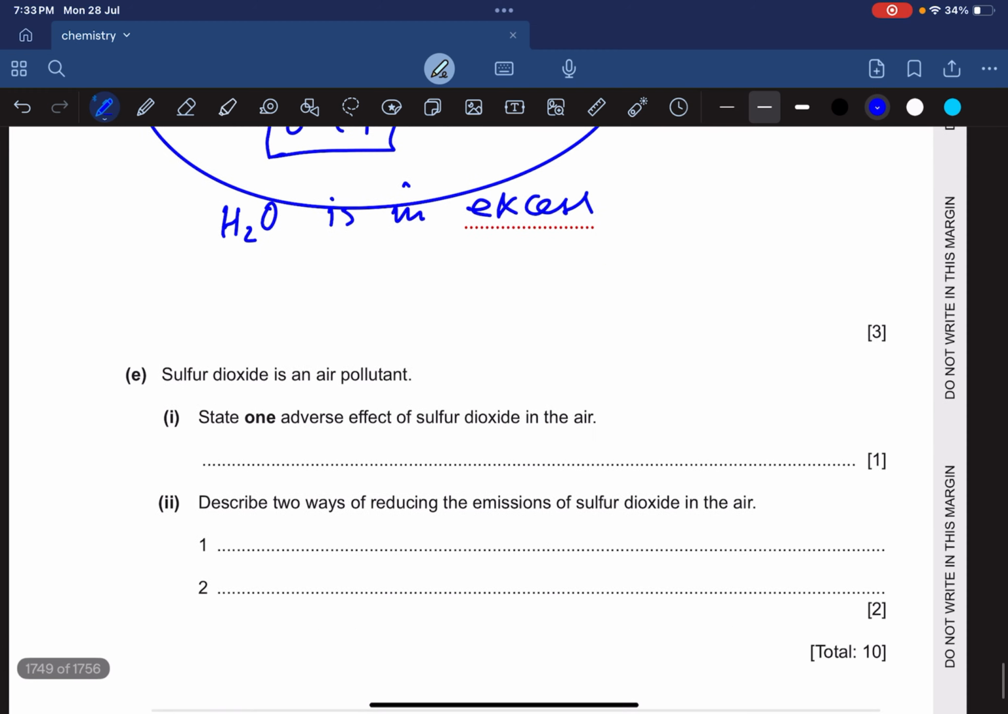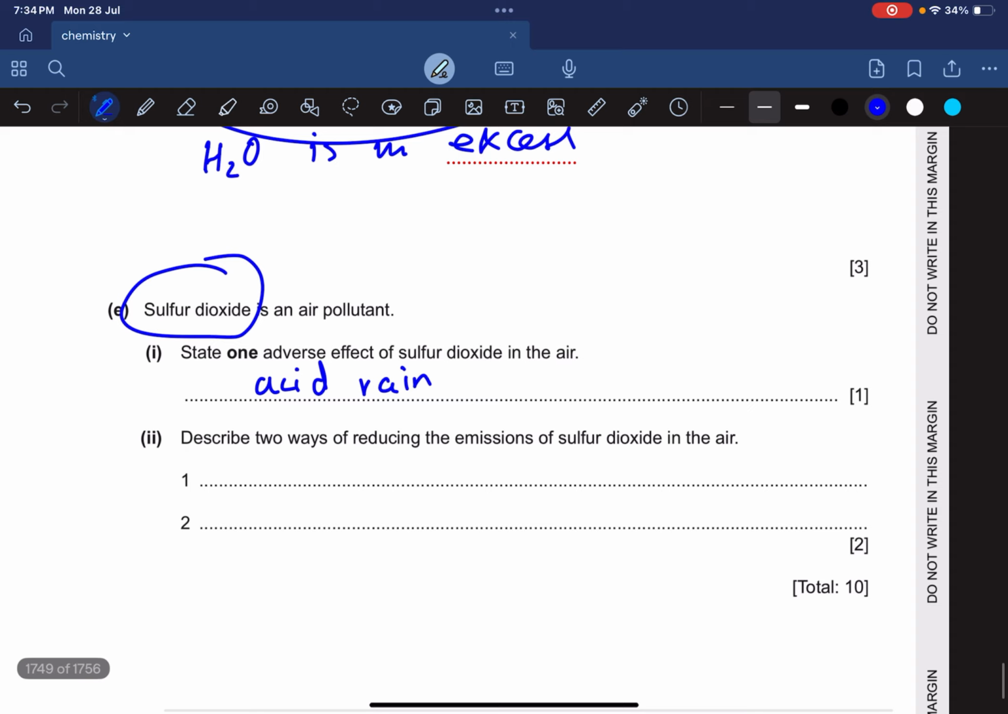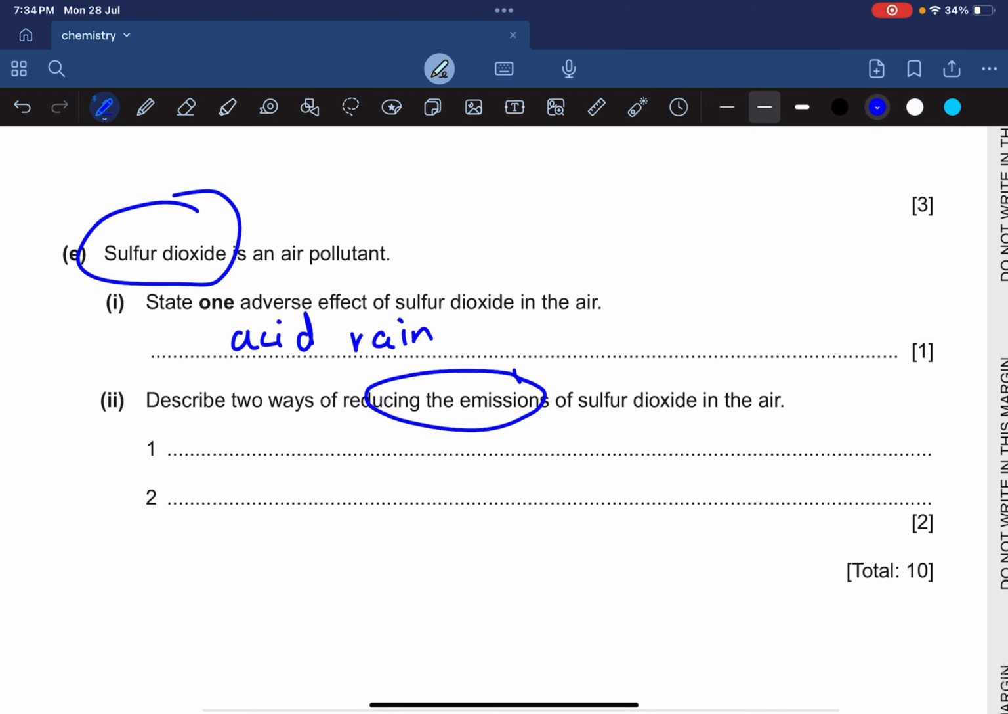Sulfur dioxide is an air pollutant. State one adverse effect of sulfur dioxide. Because it's an acidic gas, it is going to cause acid rain. Describe 2 ways of reducing emissions of sulfur dioxide in the air. First, you have to reduce the emission. Some people might say use catalytic converters. That's kind of correct, but catalytic converters are more for nitrogen oxides. Don't say catalytic converter.